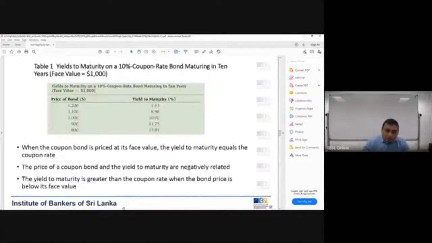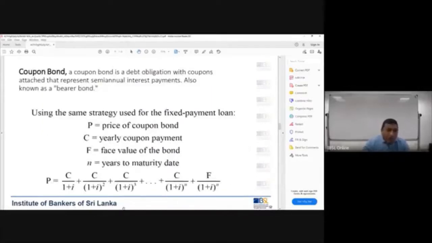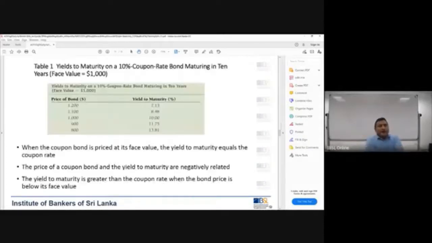Okay, so we will get into this price, coupon and interest rate, as we already discussed in YTM, yield to maturity analysis, with a very clear explanation in the next slide. Before I move to that next slide, any questions? Right. So you see here the table 1, right?